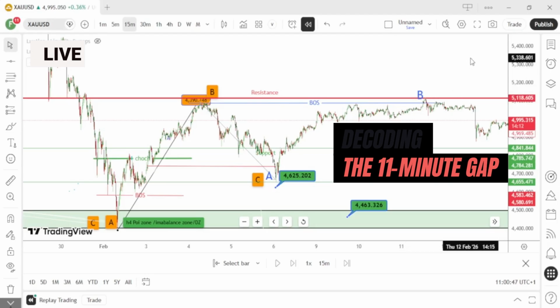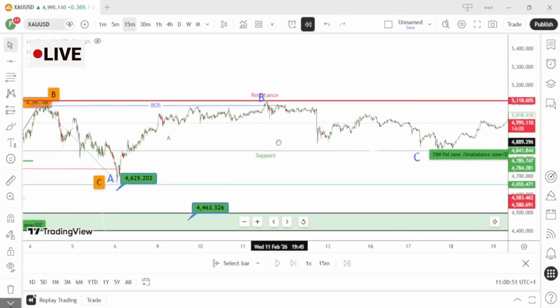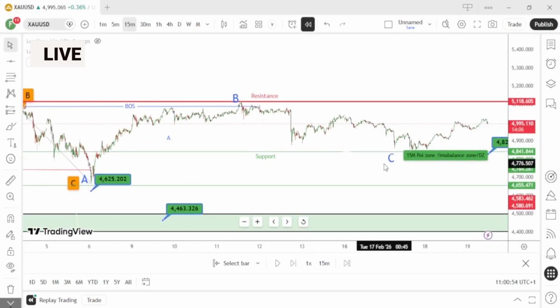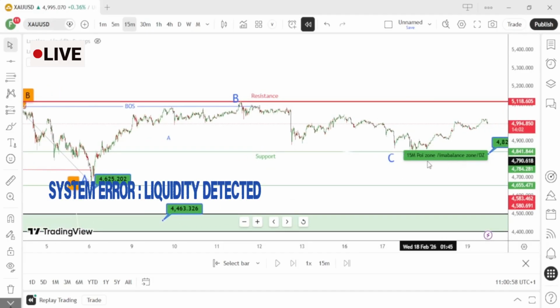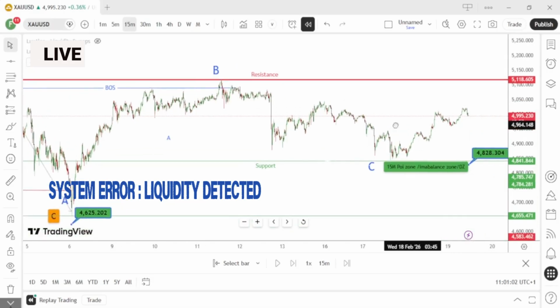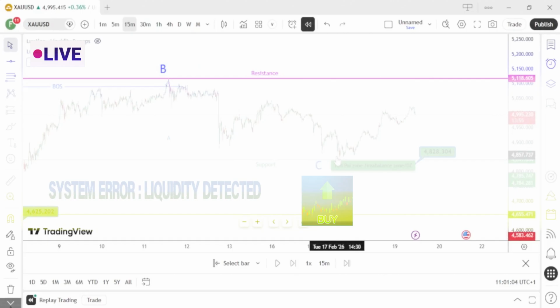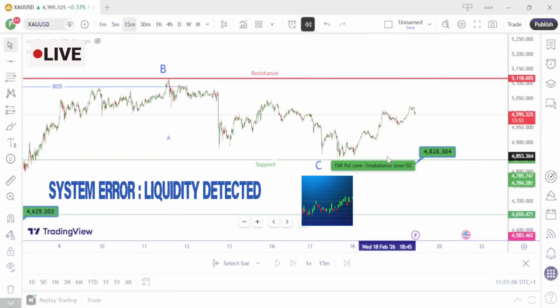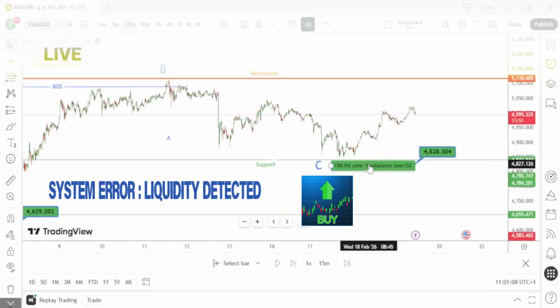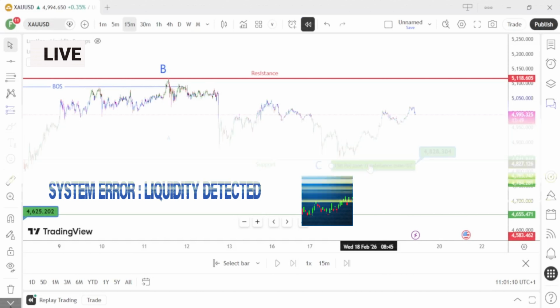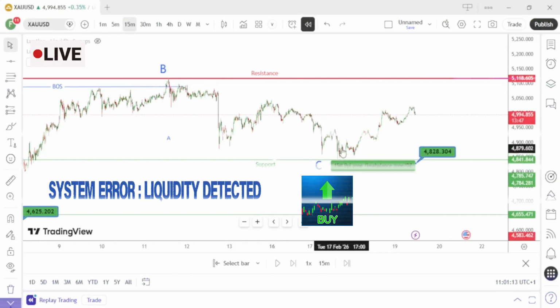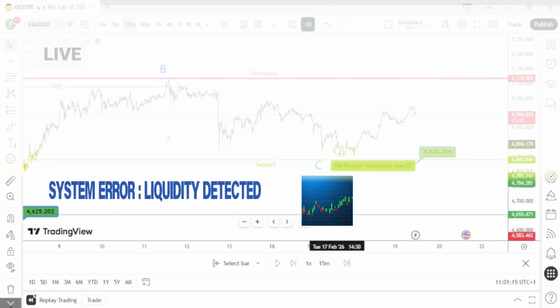Watch this carefully. Price breaks structure to the upside. Buyers confirm. The trend is bullish. Then it tapped point C, the level every trader needs. Zone respected, confluence lined up, so they buy. No confirmation, no displacement, no liquidity event, just anticipation, and they make the decision. And then this happened.